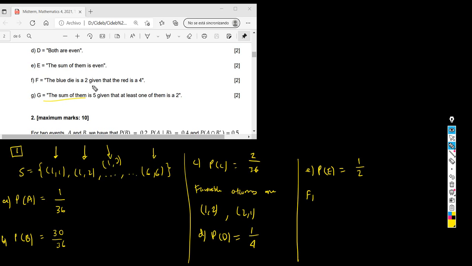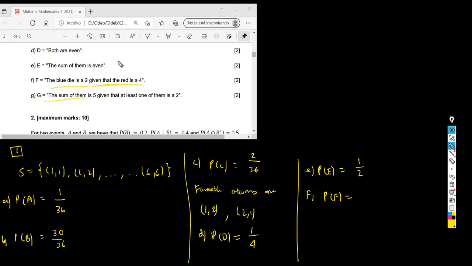F, the blue die is a 2, given that the red is a 4. The blue die is a 2, given that the red is a 4. Okay, in here what you have to realize is this, guys. This is a conditional probability, right? It's the probability that the blue die is a 2, given that the red is a 4. So this is the condition.